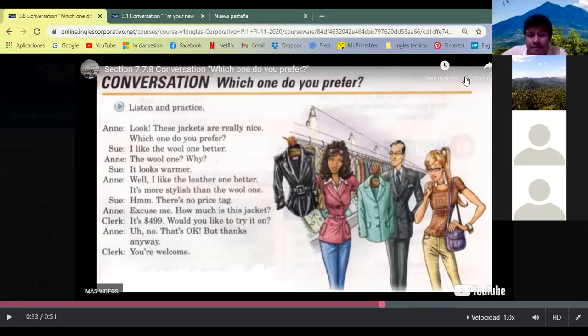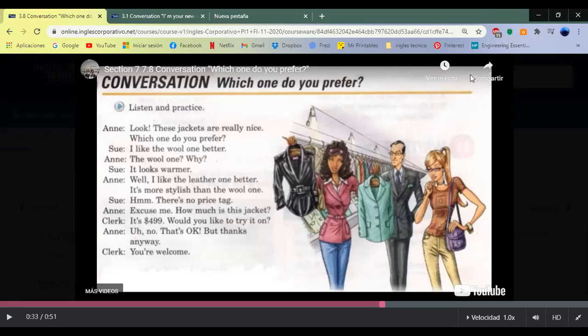Okay, thank you. So I'll give you feedback about pronunciation. How do you pronounce this word when we're making questions? Why? Why? Okay. Why? Yes. Thank you. What about these? Leather. Leather. Okay. And do you know the meaning of this word? Cuero. Excellent. Cuero.